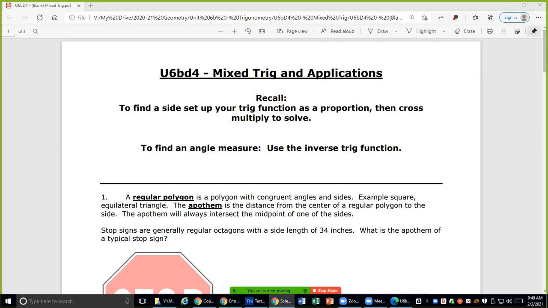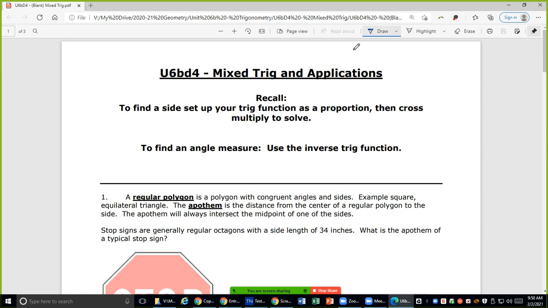We're going to mix up those trig applications where sometimes we're looking for a side and sometimes we're looking for an angle. So you need to remember which method you're going to use to solve. If we're wanting to find a side, we're going to set up our trig function as a proportion, then cross multiply to solve. If we want to find an angle, that's when we're going to use the inverse trig function.